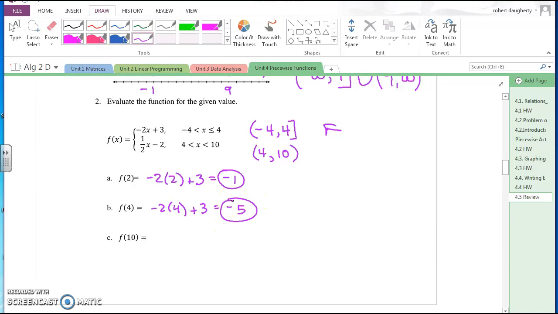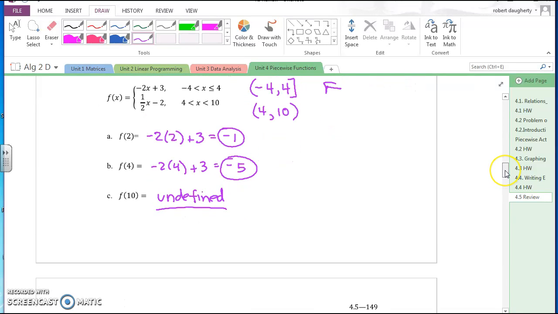F of 10. If I look at this interval from 4 to 10, I've got a parentheses around the 10. So 10 is not part of the domain. So this is undefined. So there is no evaluation of f of 10. That should be it for page 1. So we'll continue on page 2 in just a moment.